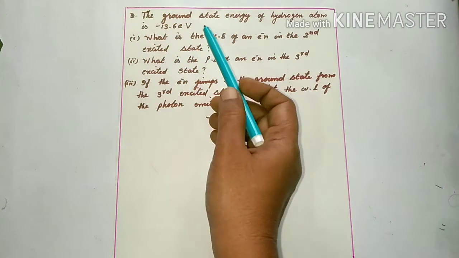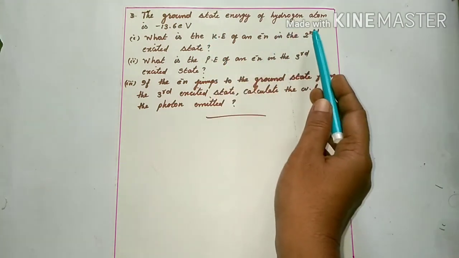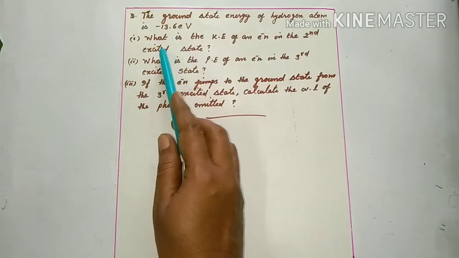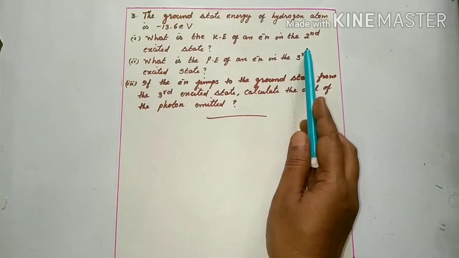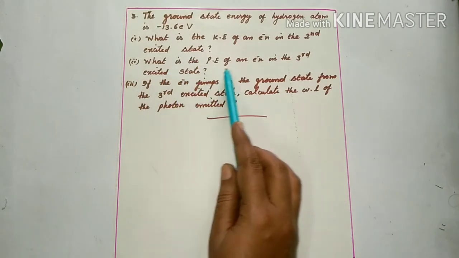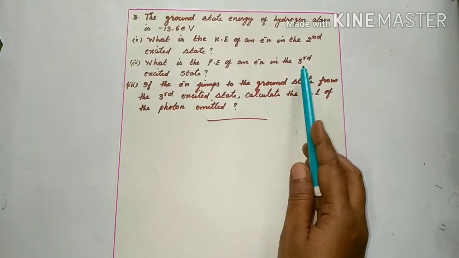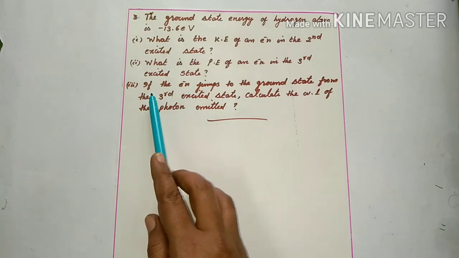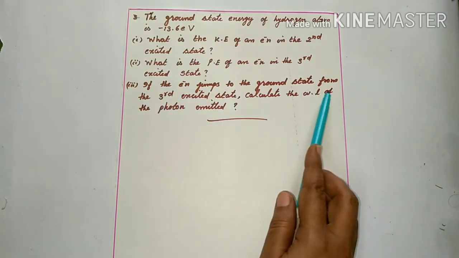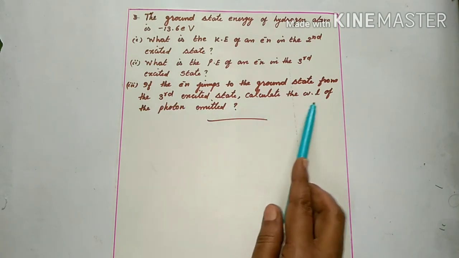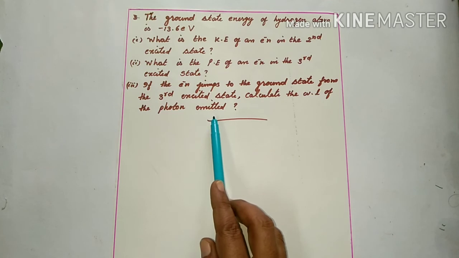Question number 3. The ground state energy of hydrogen atom is minus 13.6 electron volt. What is the kinetic energy of an electron in the second excited state? What is the potential energy of an electron in the third excited state? Then third part, if the electron jumps to the ground state from the third excited state, calculate the wavelength of the photon emitted.